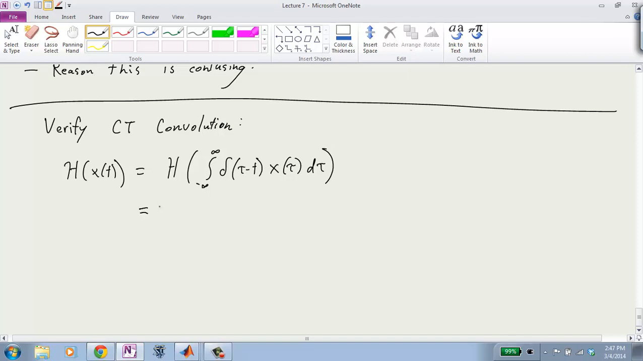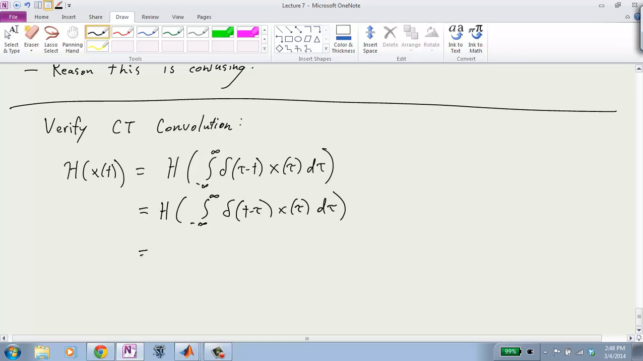All right, so let me just rewrite. The first thing I'll do is rewrite it like this: delta of t minus tau, x of tau. Now, why can I do that? Well, because if I multiply by a negative 1 in the argument, I have a rule for what time scaling does to a delta function. I would just divide by the absolute value of what I scaled it by, and the absolute value of negative 1 is 1. Okay, so this is equal.